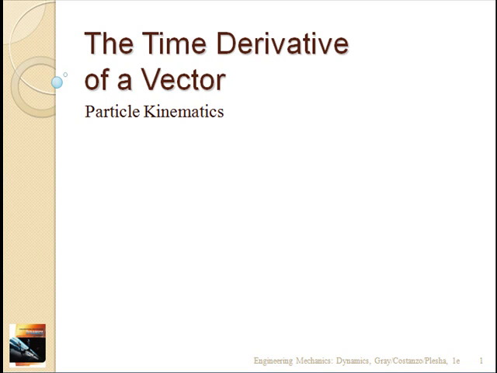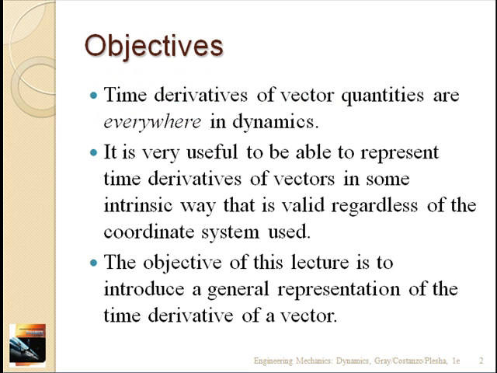All right, in this lesson we want to cover section 2-4 in the text. It's about time derivatives of vectors. We need to be able to do this because we're going to take time derivatives of vectors all the time. We need to differentiate position vectors to get velocity vectors and differentiate velocity vectors to get acceleration vectors. So it's something we just have to become familiar with, and it's a little tricky.